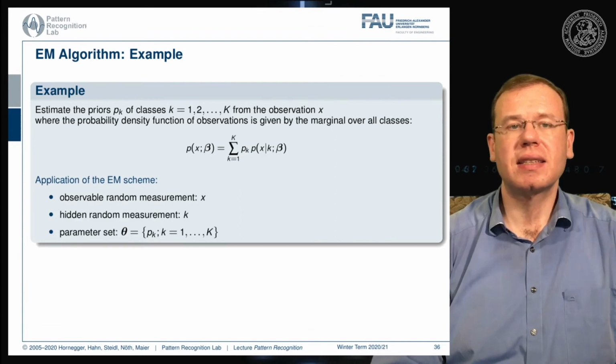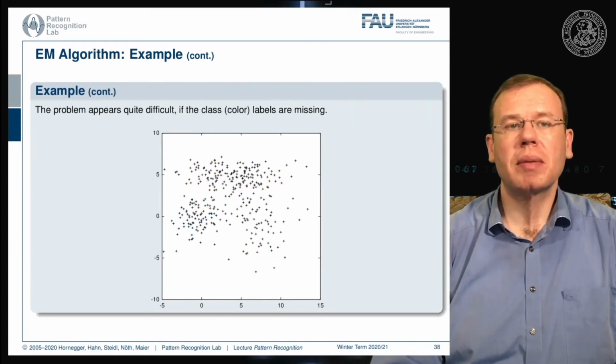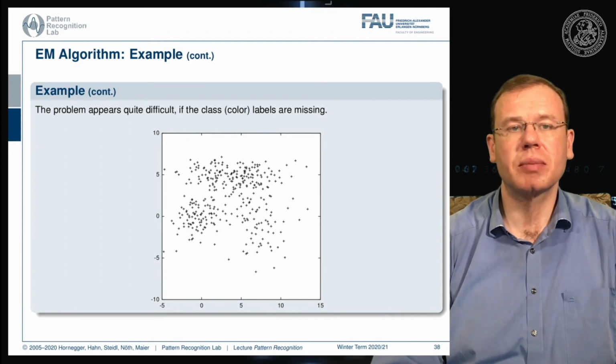Now let's look into the idea of clustering again. So for illustrating this, we consider 3 classes. Here we have 2D point clouds, and they are labeled by colors to represent the different classes. And you can see that the priors are easily estimated by their relative frequencies. Now the problem appears quite difficult if the color is missing. And this is essentially the case where we want to use our missing information principle.